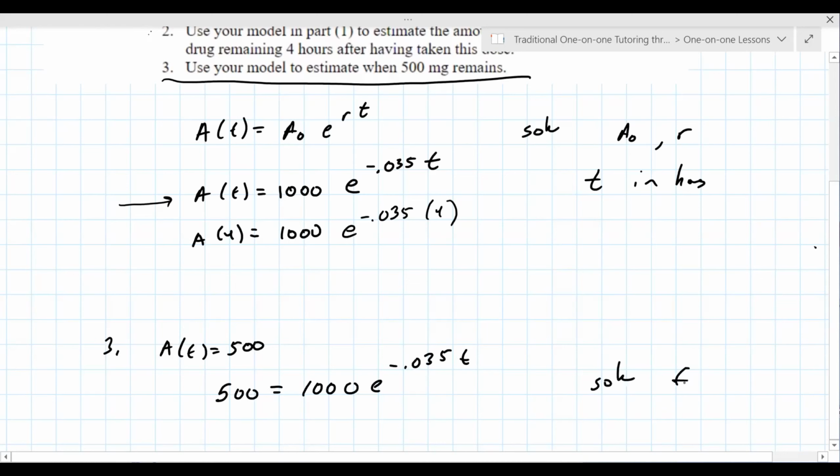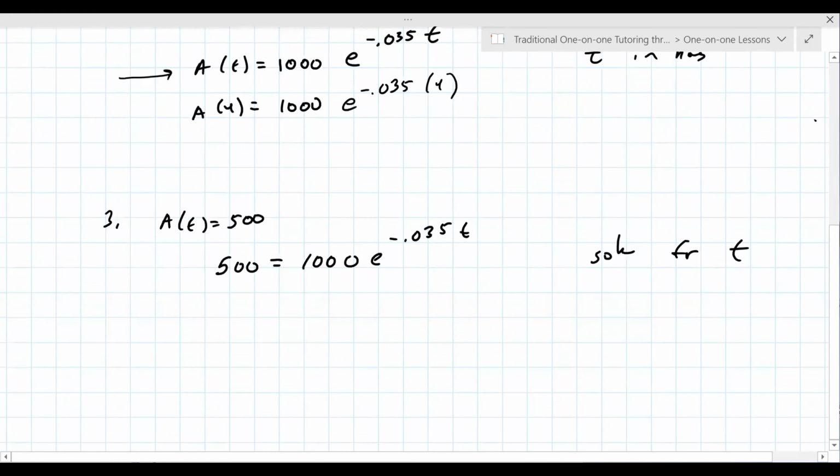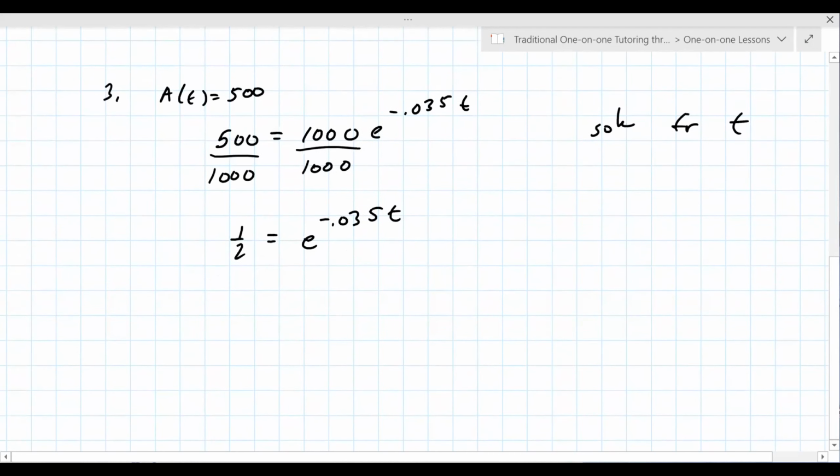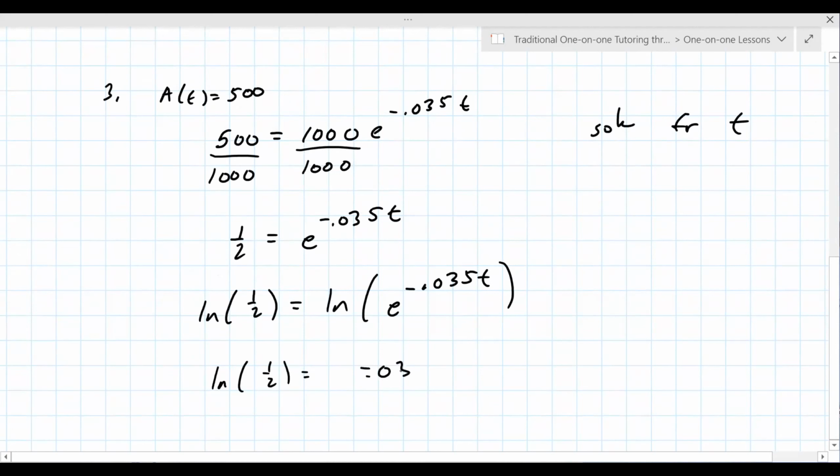This is the kind of question you see in college algebra or a pre-calculus class you've had before. You divide both sides by 1,000. So 1/2 equals e to the minus 0.035 t. You take the natural log of both sides, and the natural log undoes e. So you get natural log of 1/2 equals minus 0.035 t. Divide both sides by minus 0.035, and that's your final answer, obviously in the calculator.